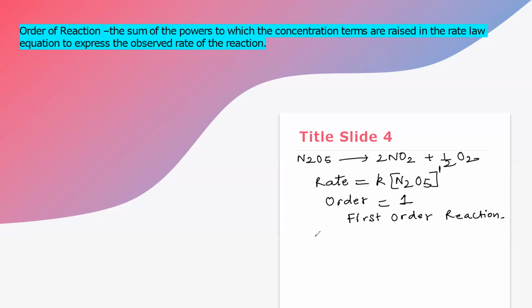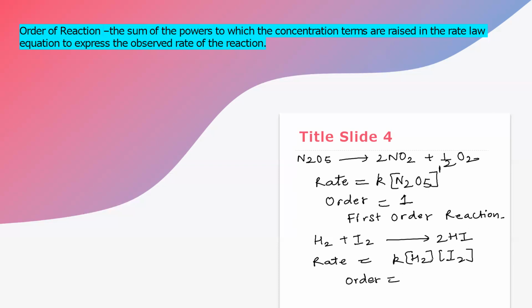Let us take another example. H2 plus I2 give rise to 2HI. If the rate is equal to K concentration of H2 and concentration of I2, find the order of the reaction. So order would be, you need to add them. Here is 1 and here is 1. 1 plus 1 equals 2. So this is a second order reaction. Hope this is clear.